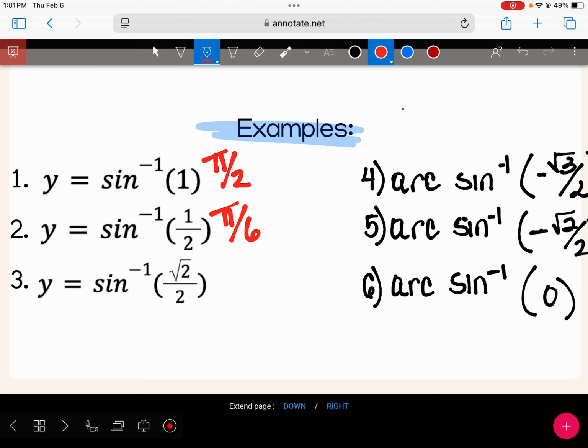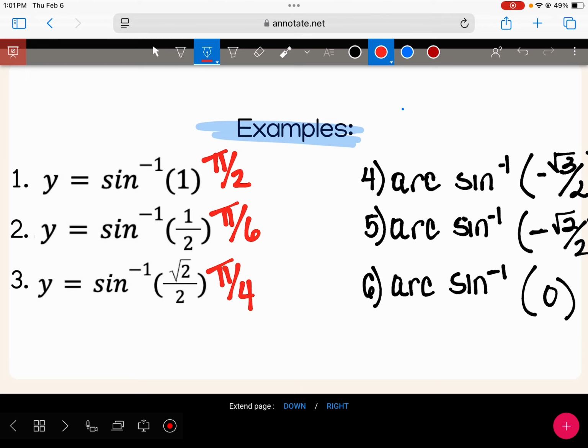All right, somebody else. What angle has a sine value of root 2 over 2? Pi over 4. Any questions about those first 3?